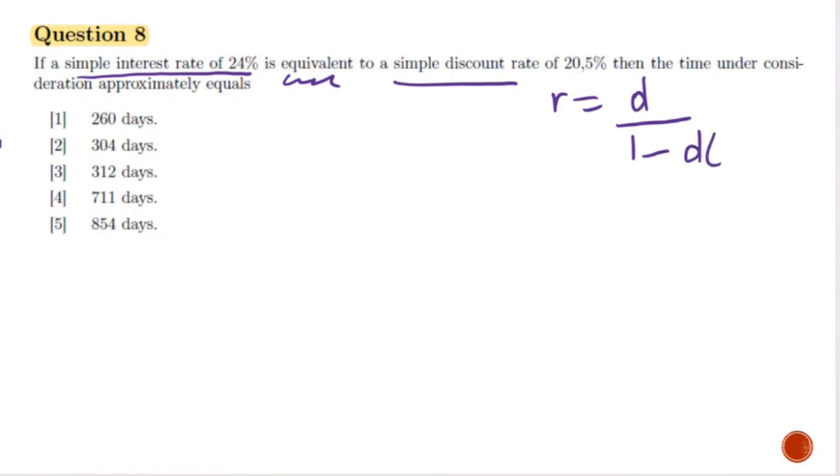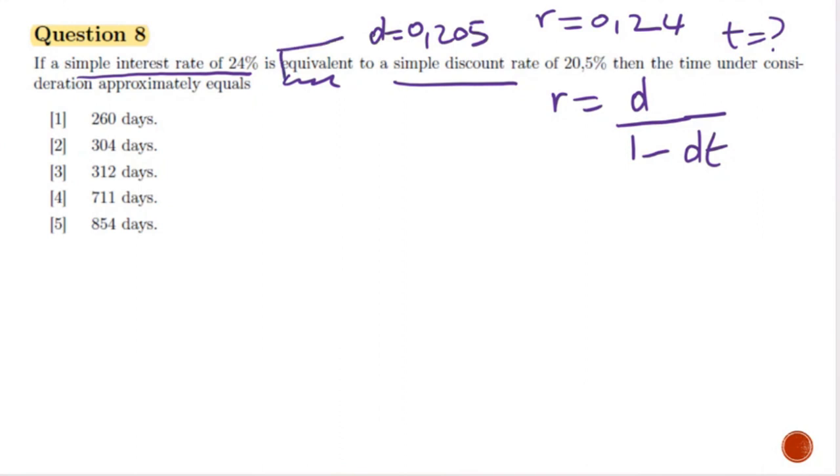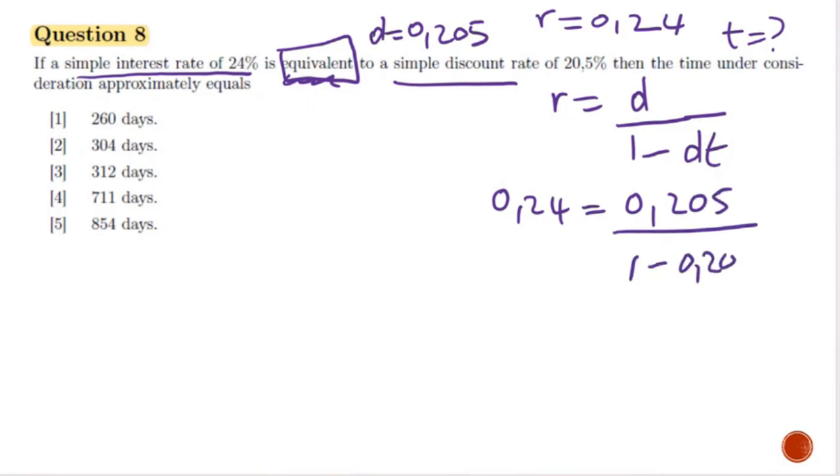In this relationship, you are asked to find the time. So what is the simple interest here? Your simple interest is equal to 0.24, and your simple discount is given as 0.205. You know the formula because the keywords are guiding you. It's a simple rate equivalent to a simple discount rate. So your R there is 0.24, your simple discount is 0.205, over 1 minus 0.205 multiplied by T. You don't know your T; that's what you are looking for.